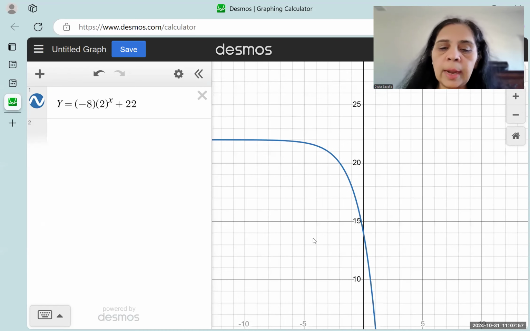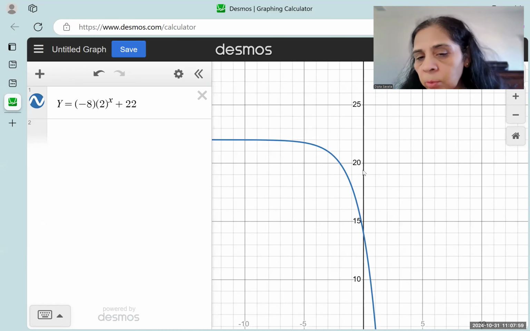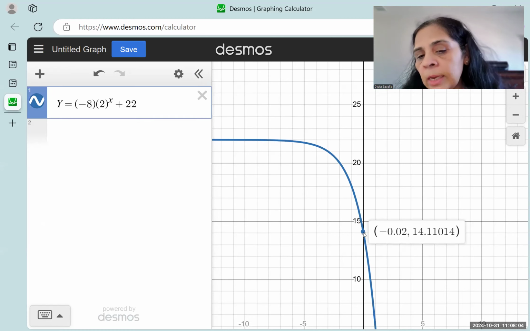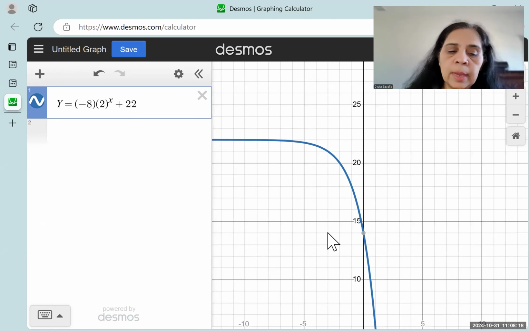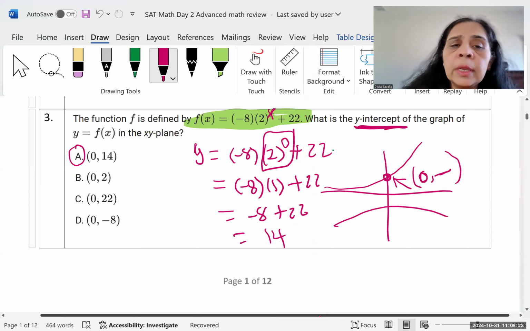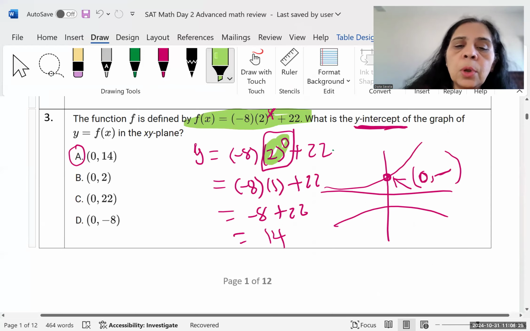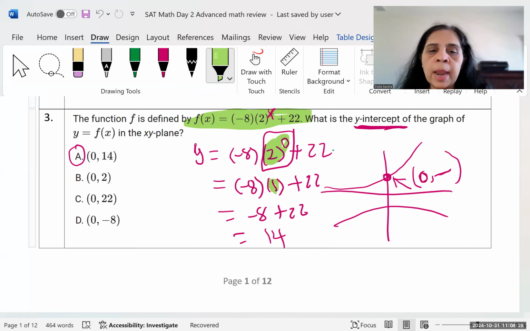Now I know my graph. I will just check on the y-axis what that point is. See, here is -0.02. We are not looking for that value. X must be 0. So here it is. Make sure where x is 0, that is your y-intercept, 14, right? So either way you can do it. If you know the exponent property, then you can just do it in your head. It will take a second, right?